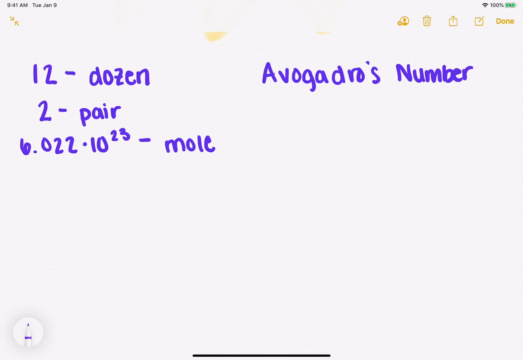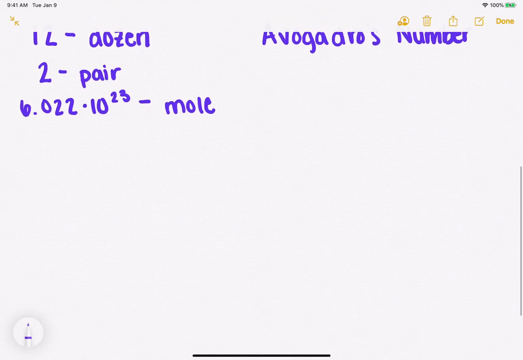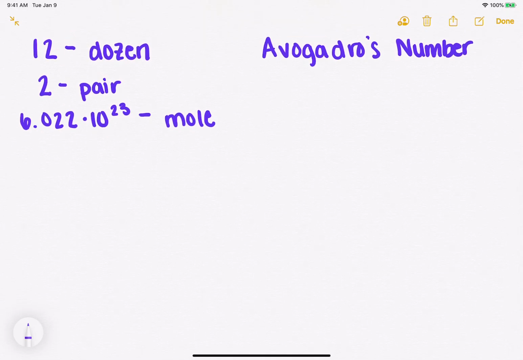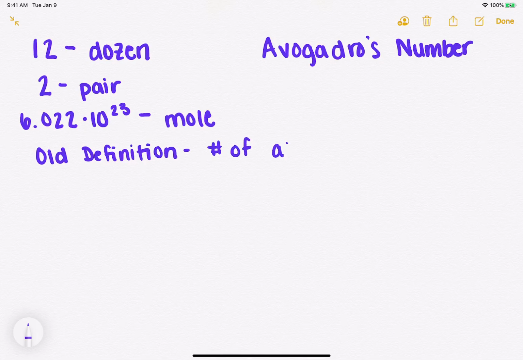Well, this is a really interesting story because this is something that's actually still changing even today. So the prior definition of a mole, so this number, was the number of atoms in 12 grams of pure carbon-12. So that is the old definition.